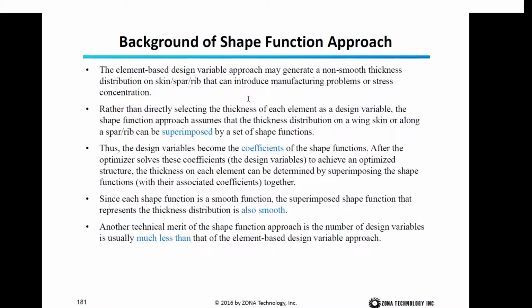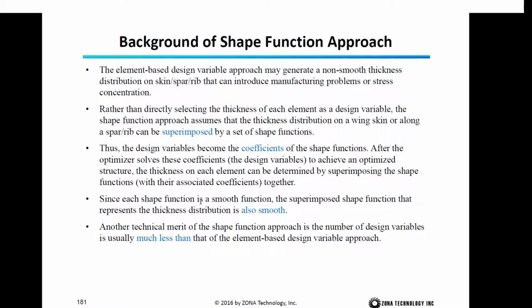or stress concentration. Rather than directly selecting the thickness of each element as a design variable, the shape function approach assumes that the thickness distribution on a wing skin or along a spar or rib can be superimposed by a set of shape functions. Thus, the design variables become the coefficients of the shape functions. After the optimizer solves these coefficients to achieve an optimized structure, the thickness on each element can be determined by superimposing the shape functions with their associated coefficients together.